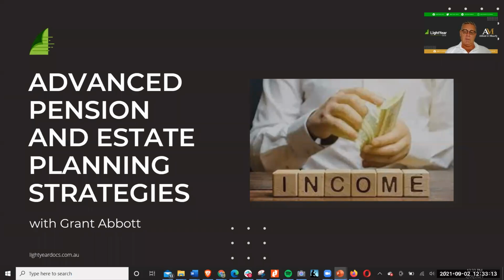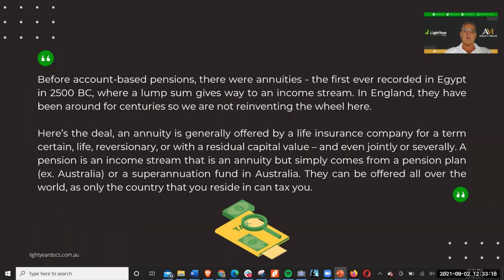Many years ago, the first ever pension, and the difference we look at is an income stream, has been around for a long, long time. In 2500 BC, they were first recorded in Egypt. Essentially, you give a lump sum to someone. I might give you a lump sum of $100,000, then over the next 5 years, you might give me $21,000 a year. So there's an inherent interest rate in there, but I'm getting a consistent income stream over a period of time.